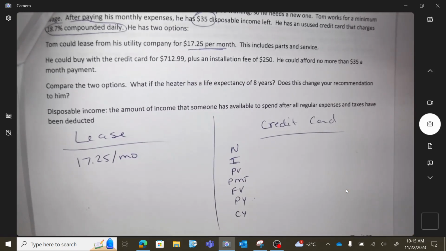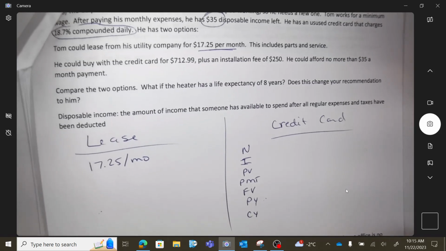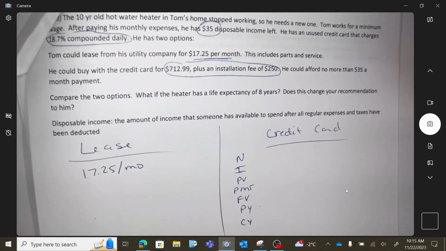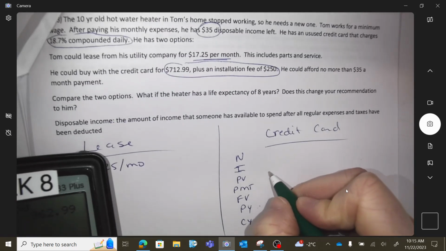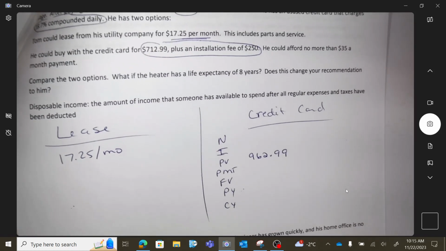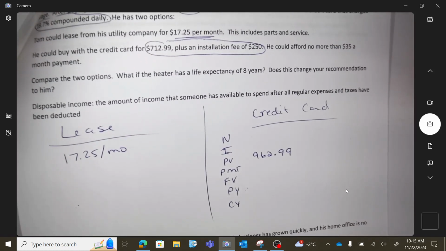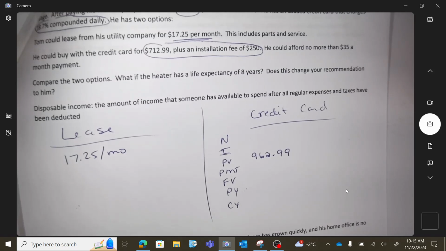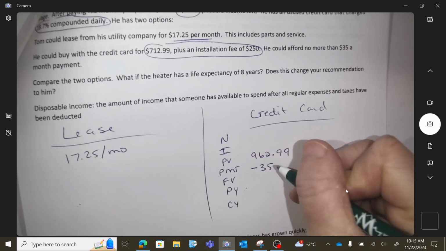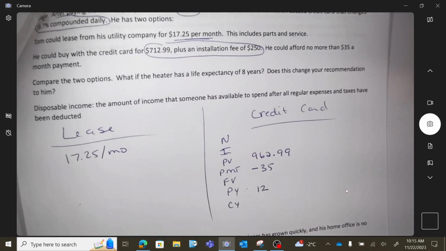Okay, so what do I know? Here's a cost plus installation though. So can you add that together? That's how much money. That's what we're starting our loan out as. Monthly payments of $35, so give me a negative 35 and a 12 at the bottom.